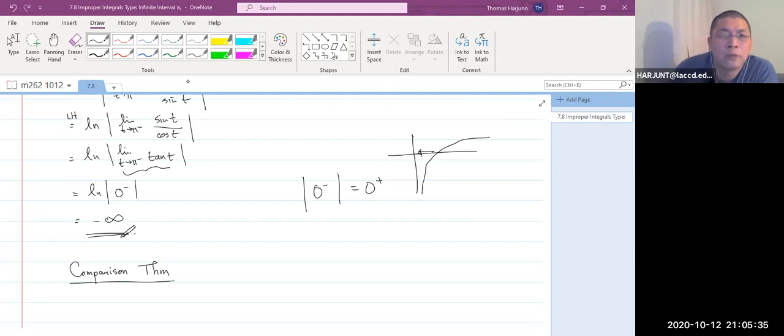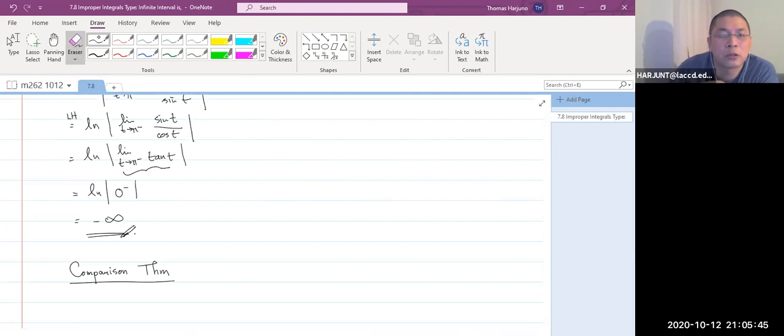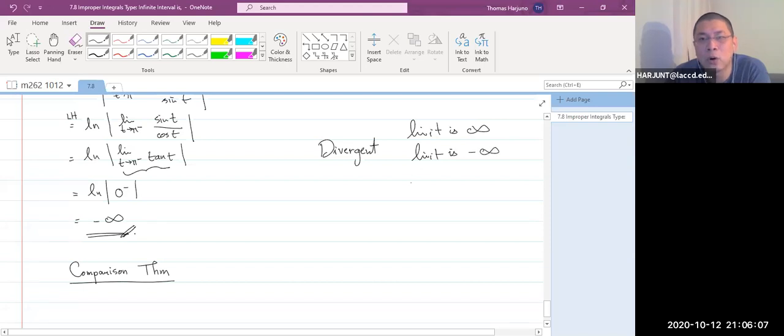In fact, I think that's the reason you keep on asking that question: is it divergent or not? Divergent has two types. The following is called divergent: if the limit is infinity, or the limit is negative infinity, or the limit does not exist. In these three cases, they are divergent.